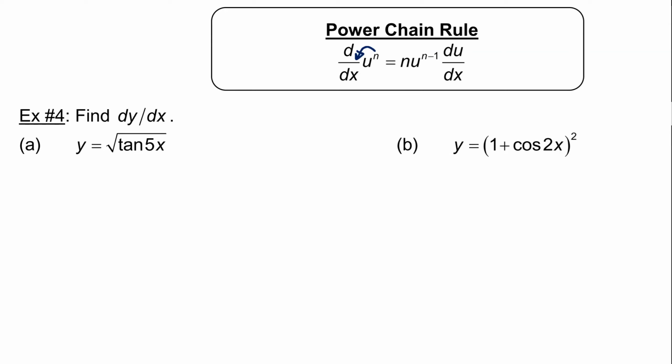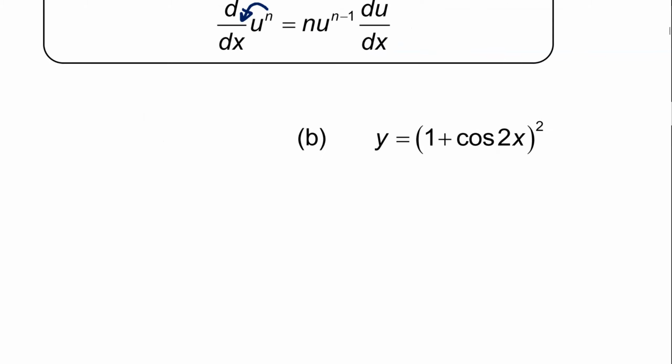d/dx of u to the n. So, literally, this is if you have a function to some power. Okay, if you have a function to some power, so here is a function we know how to take the derivative of, 1 plus cosine of 2x. But then wait, if you're squaring it, we know the derivative of, oh my god. No, okay.